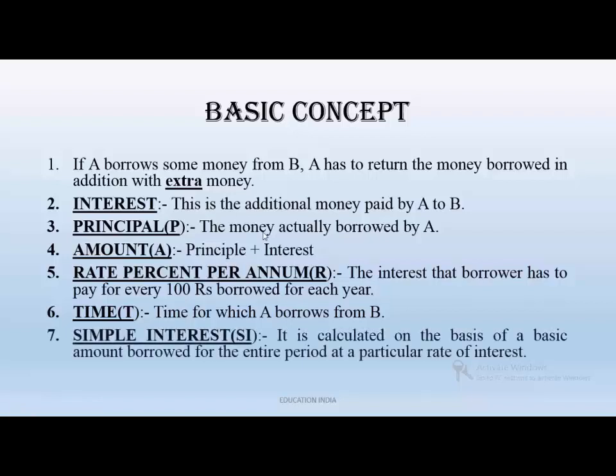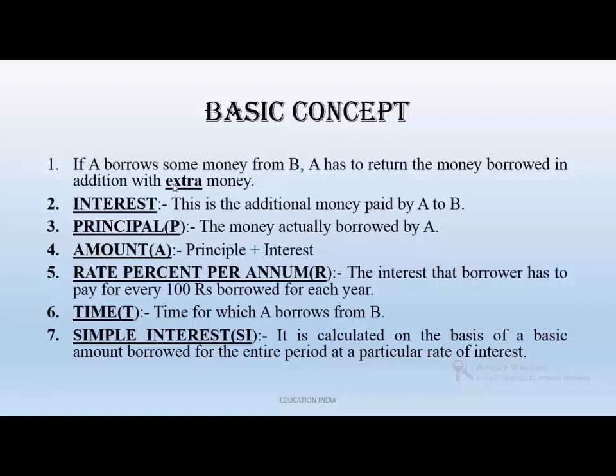Now the next term is simple interest. It is calculated on the basis of the basic amount borrowed for the entire period at a particular rate of interest. Now there are two terms. Interest has been classified as simple interest and compound interest. The principal amount in simple interest remains constant for the upcoming years, whereas the principal amount in compound interest keeps on modifying itself for the consecutive years.